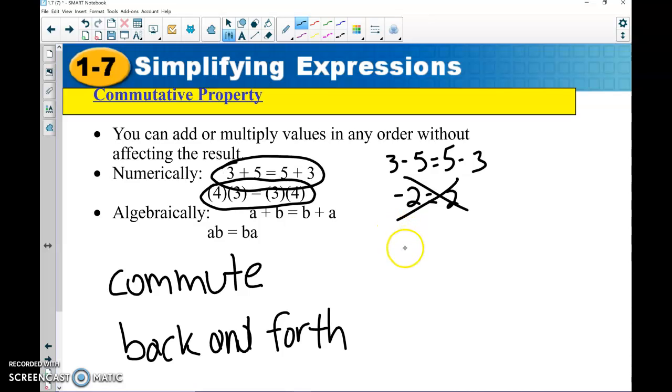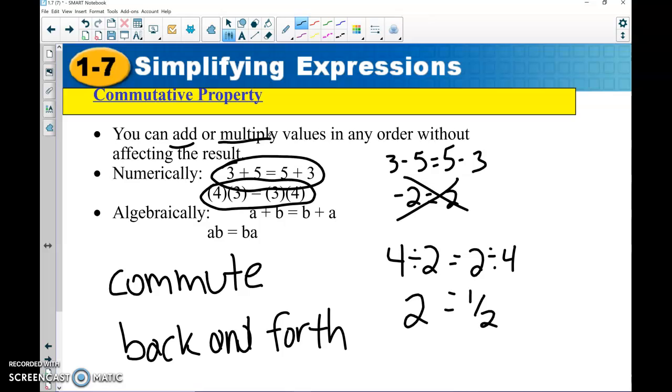It doesn't work with division. So if I did 4 divided by 2 and 2 divided by 4, well 4 divided by 2 is 2. 2 divided by 4 is a half. So again, they're not the same. So commutative property only works when you add or multiply in the problem. And then if you did it algebraically, it's the same as saying a plus b is the same as b plus a, or a times b is the same as b times a. So it has to be the same numbers, just written backwards.